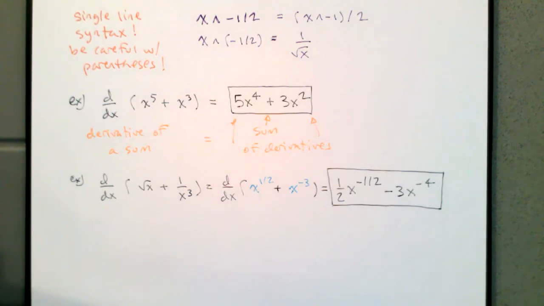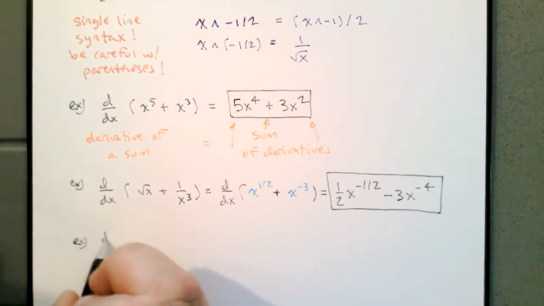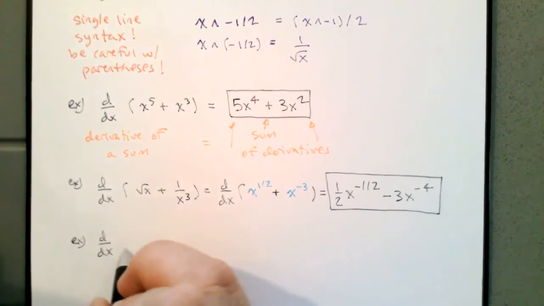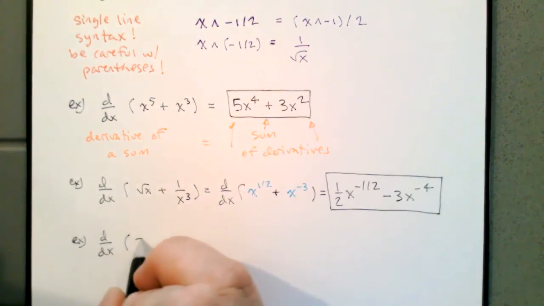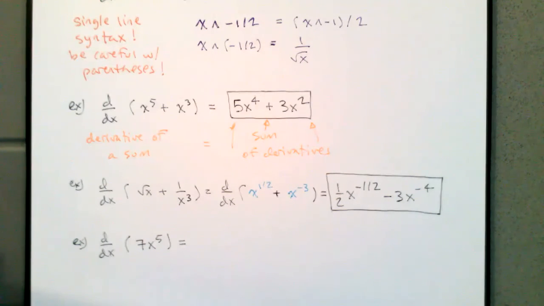Let's change things up a little bit more. What if I wanted the derivative of 7x to the 5th? So instead of just the derivative of x to the 5th, what if I wanted the derivative of 7x to the 5th?